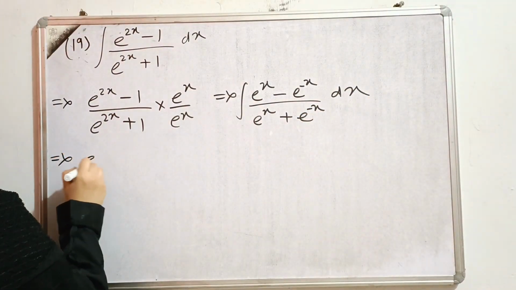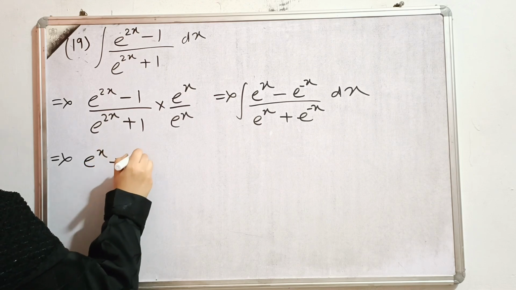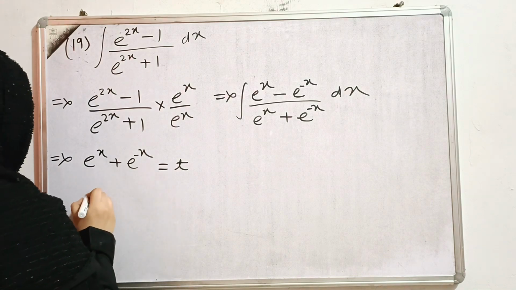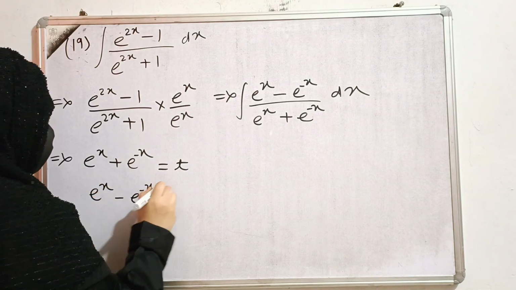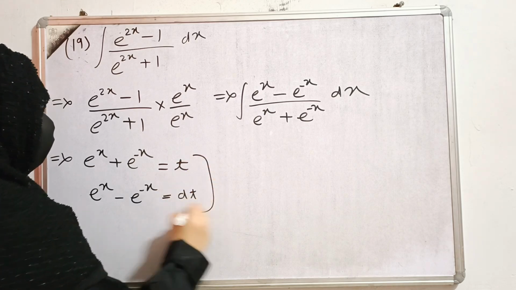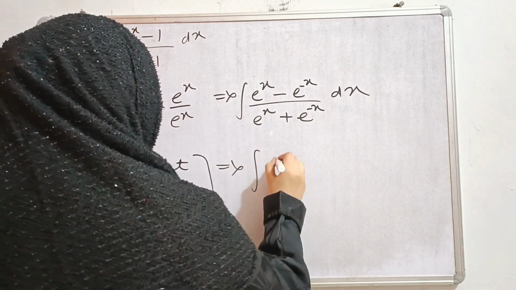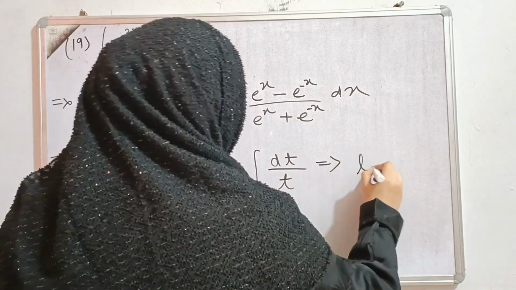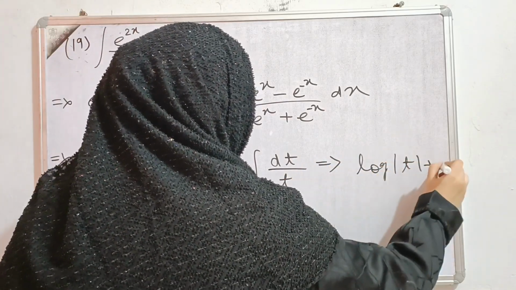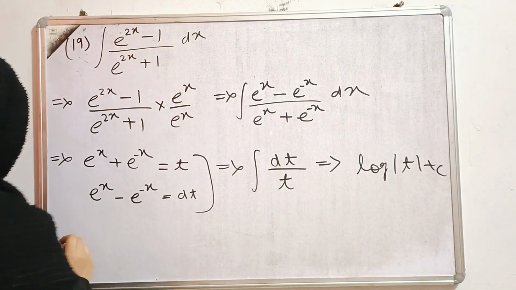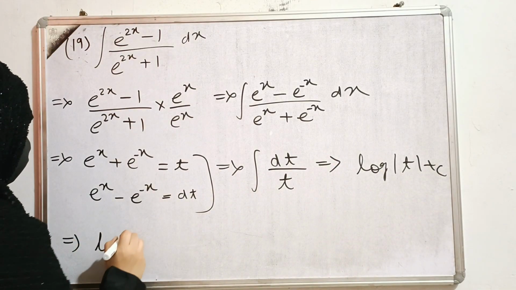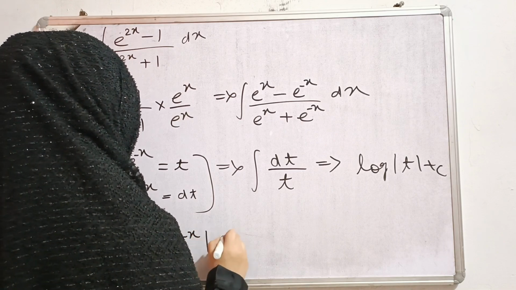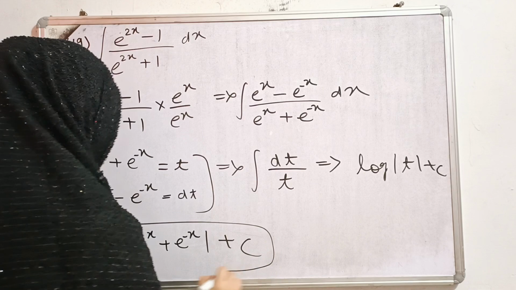So let e of x plus e of minus x equal to t. Differentiation of this gives e of x minus e of minus x dx equal to dt. Now substituting, we get dt upon t. Integrating this, we get log of t plus c. Now substituting the value of t, it is log of e of x plus e of minus x plus c. So this is our final answer.